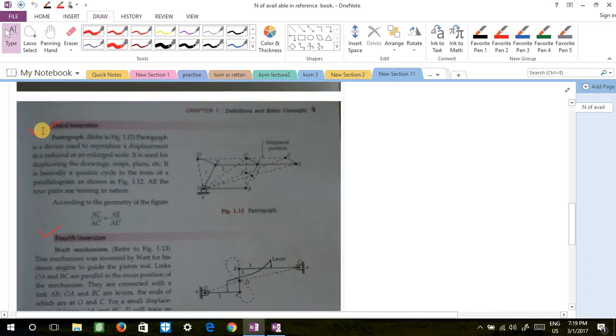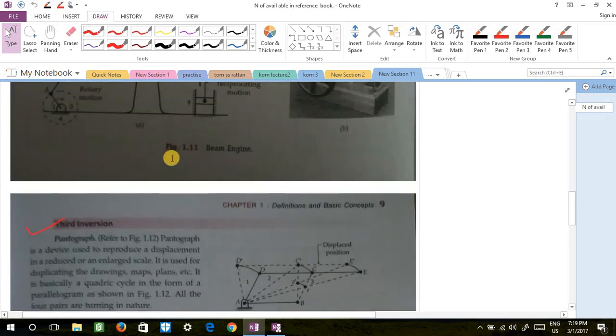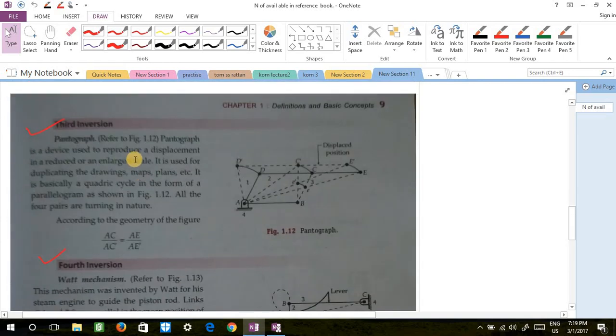If you see it clearly, it is not visible exactly, but you can have a photocopy of these two pages from me, because actually this is not available in your reference book, that is R.S. Khurmi or S.S. Ratan. This pantograph is the third inversion of 4-bar chain. The diagram is over here and details of pantograph are written over here.